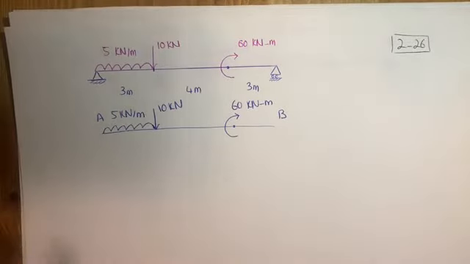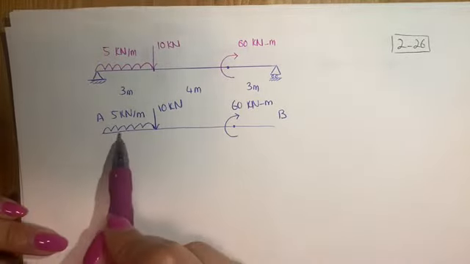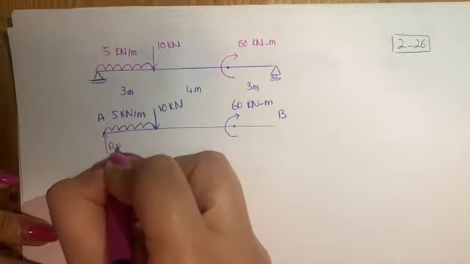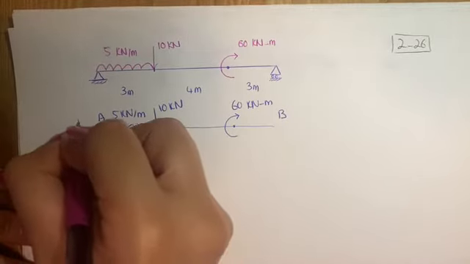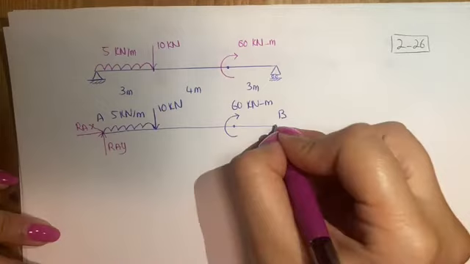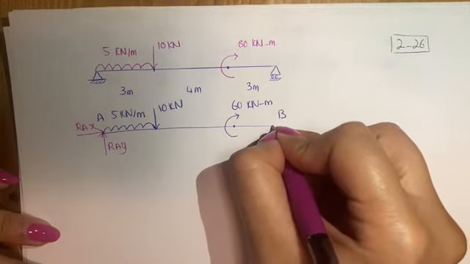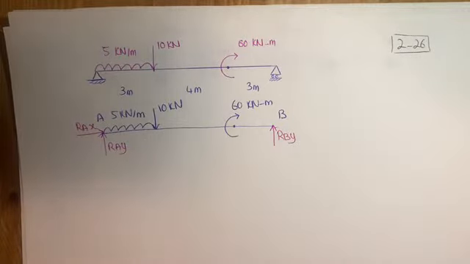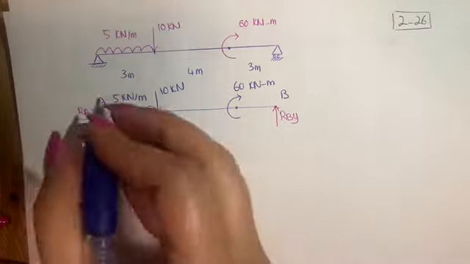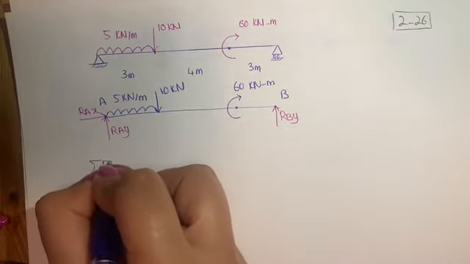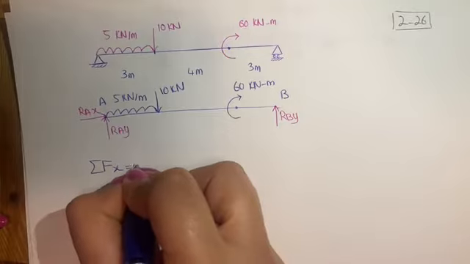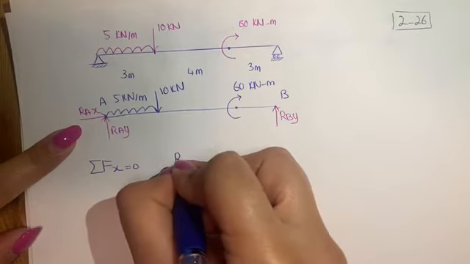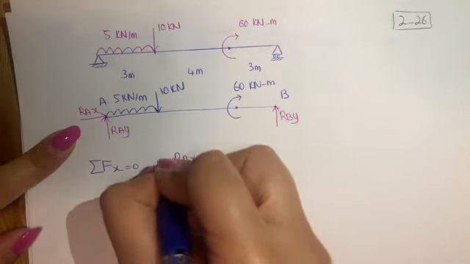meter. And based on these 2 supports, here we have a pin support, so there is an RAY as well as RAX, and here it is a roller support, so we just have RBY. First of all, I'm going to write the equilibrium equation in the direction x. Sigma Fx equals to 0, so the only horizontal force is RAX, and it is equal to 0.